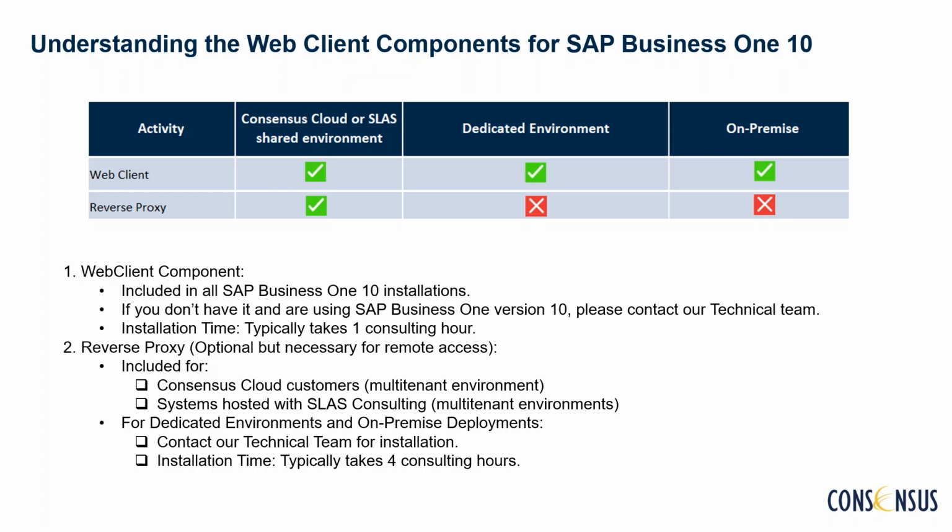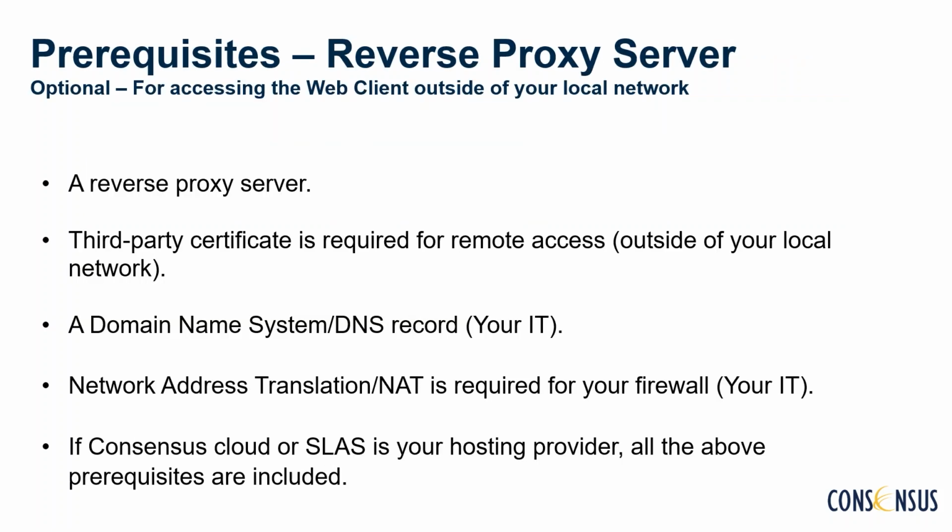The reverse proxy is optional, but necessary for remote access. This is included for Consensus Cloud customers and systems hosted with Slash Consulting. And for dedicated environment and on-premise deployment, please contact our technical team for installation. The installation time typically takes around 4 consulting hours. But if you want these, you will need a reverse proxy server, a third-party certificate, a domain name system, a network address translation. But remember, if you're hosted in Consensus Cloud or Slash, all the above prerequisites are included.